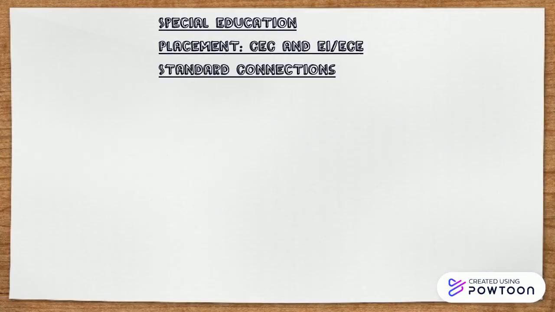Special education placement, CEC standard connections. Correct special education placement relates to CEC standards 2, 4, 5, and 6, which cover knowing students on an individual basis and creating a safe and productive learning environment. Knowing a student's strengths and weaknesses, and their general understanding of curriculum, is essential for determining where a student should be placed.